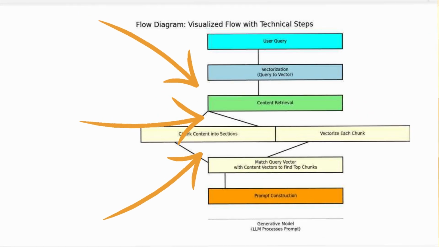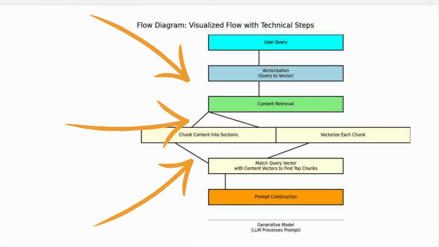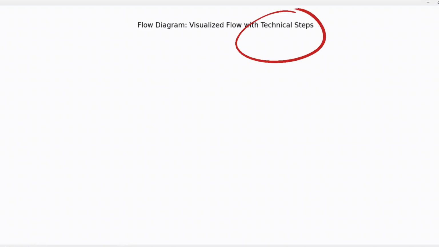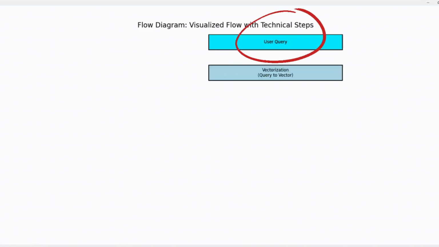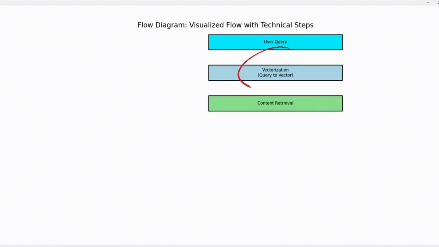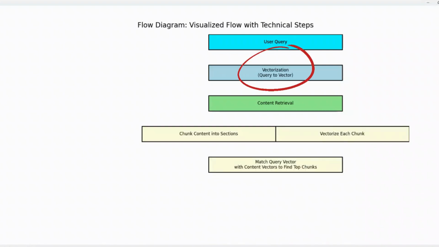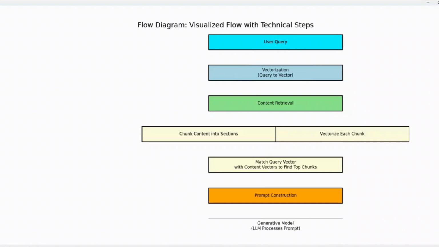In this segment, I'm going to break down the Retrieval Augmented Generation pipeline a little more for you. The process begins with the user query. Next, the query undergoes vectorization. This step transforms the user's query into a vector, allowing us to use mathematical operations for further processing. After vectorizing the query, we proceed to content retrieval.